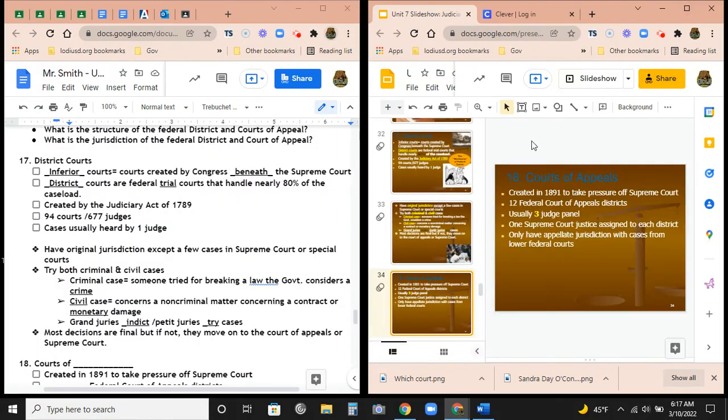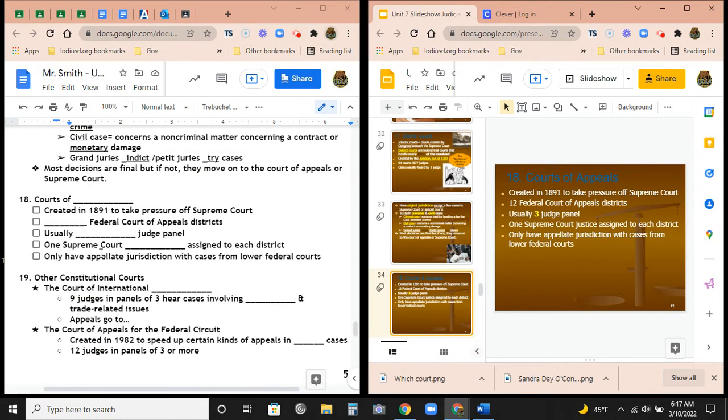All right, let's write that up and really talk that through. Courts of appeals, created in 1891 to take some pressure off the Supreme Court's caseload. There's 12 federal courts of appeals districts currently. We are in the Ninth Circuit, or Ninth District, here in California. Usually it's a three-judge panel.